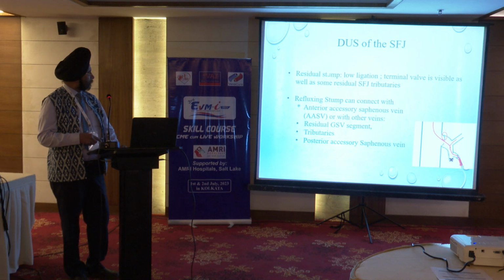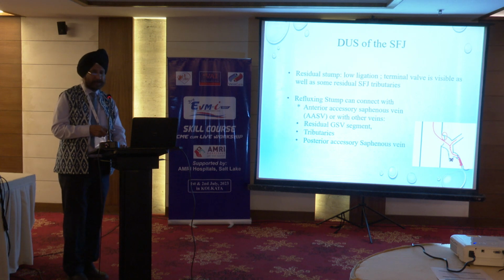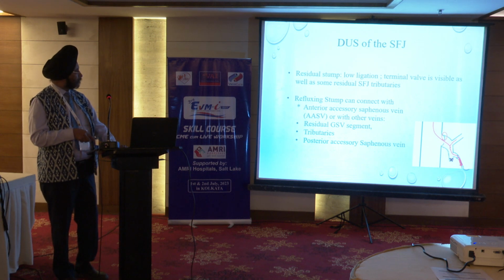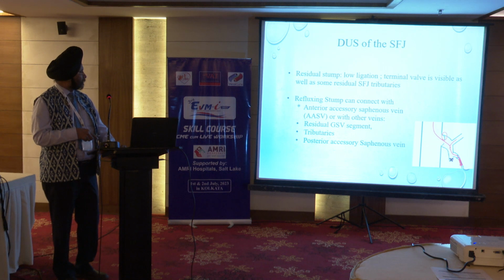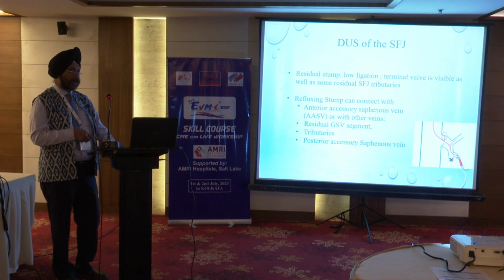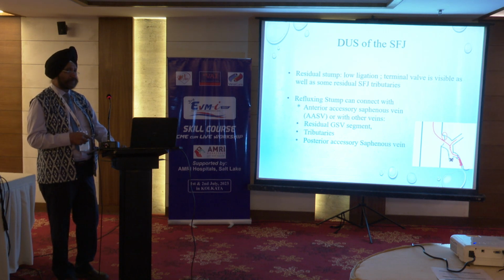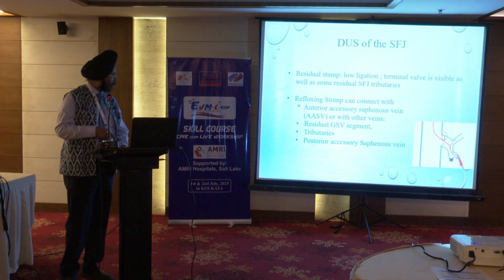The residual stump, if it is a low ligation stump, the terminal valve is visible, as well as some radial SF tributaries like the epigastric. And as Dr. Raul showed, that can be a cause of the recurrence, and the refluxing stump can connect with the anterior accessory saphenous vein or with other veins, residual GSV segment, tributaries in the saphenous compartment, or the posterior accessory saphenous vein. So this can be a cause of the recurrence.